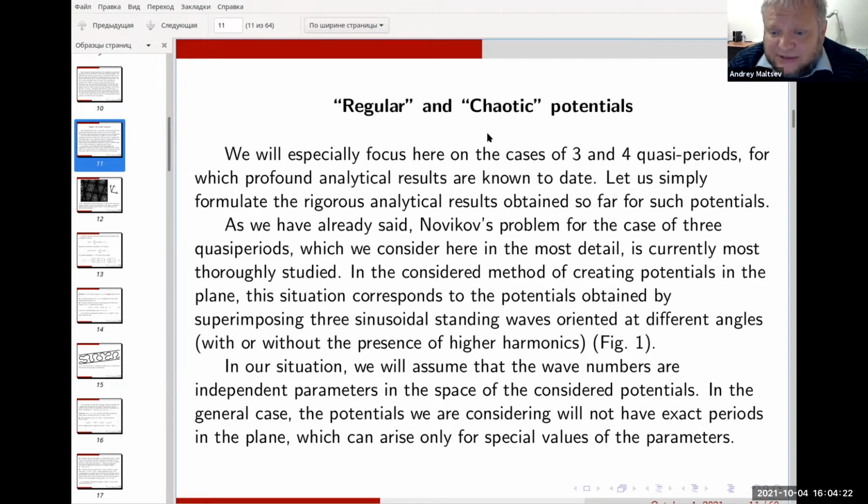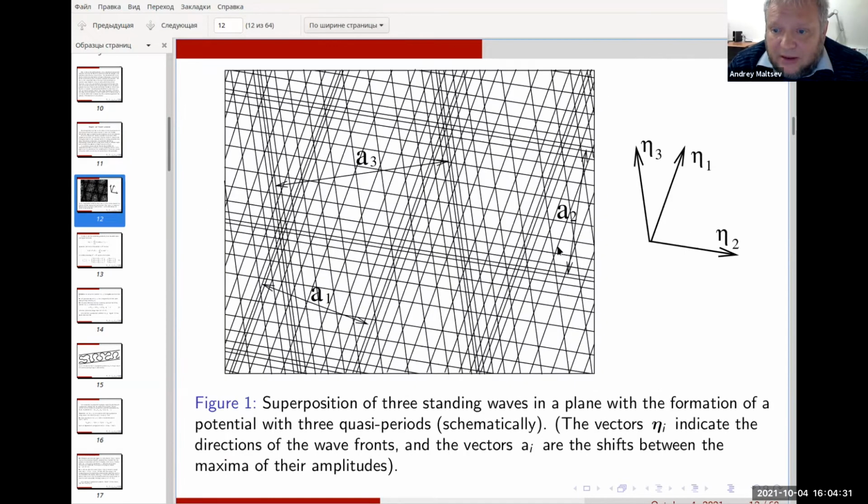So let us now consider quasi-periodic potentials, which are, for example, obtained by interference of 3 standing waves. Yes, this is a schematic picture. So we have a plane and we have 3 independent periodic potentials with different directions of lines, different periods, different amplitudes. And we want to describe the geometry of the level lines of such potentials.